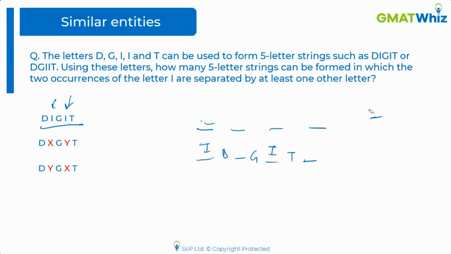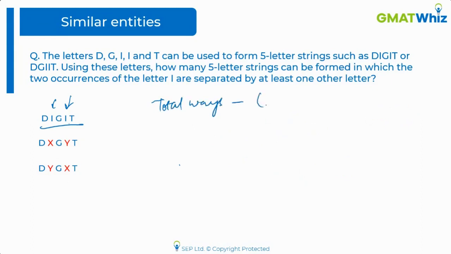All right, now let's go to the second method. What is the second method? The second method says that since the I's should be separated out, we can find the total ways and then subtract the ways in which the I's are together. Why can we do it here? Because there are only two I's.